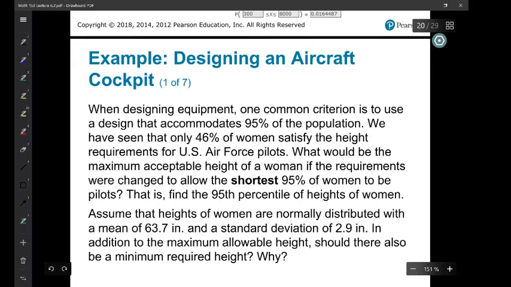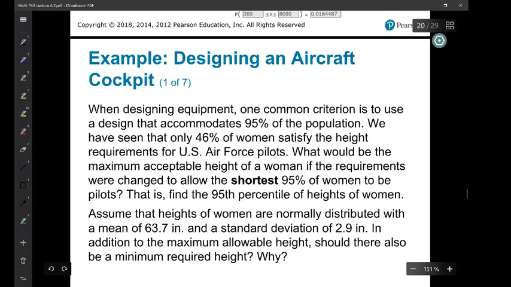Here's an example designing an aircraft cockpit. When designing equipment, a common criterion is to use a design that accommodates 95% of the population. We have seen that only 46% of women satisfy the height requirement for U.S. Air Force pilots. What would be the maximum acceptable height of a woman if the requirements were changed to allow the shortest 95% of women to be pilots? That is, find the 95th percentile of heights of women.